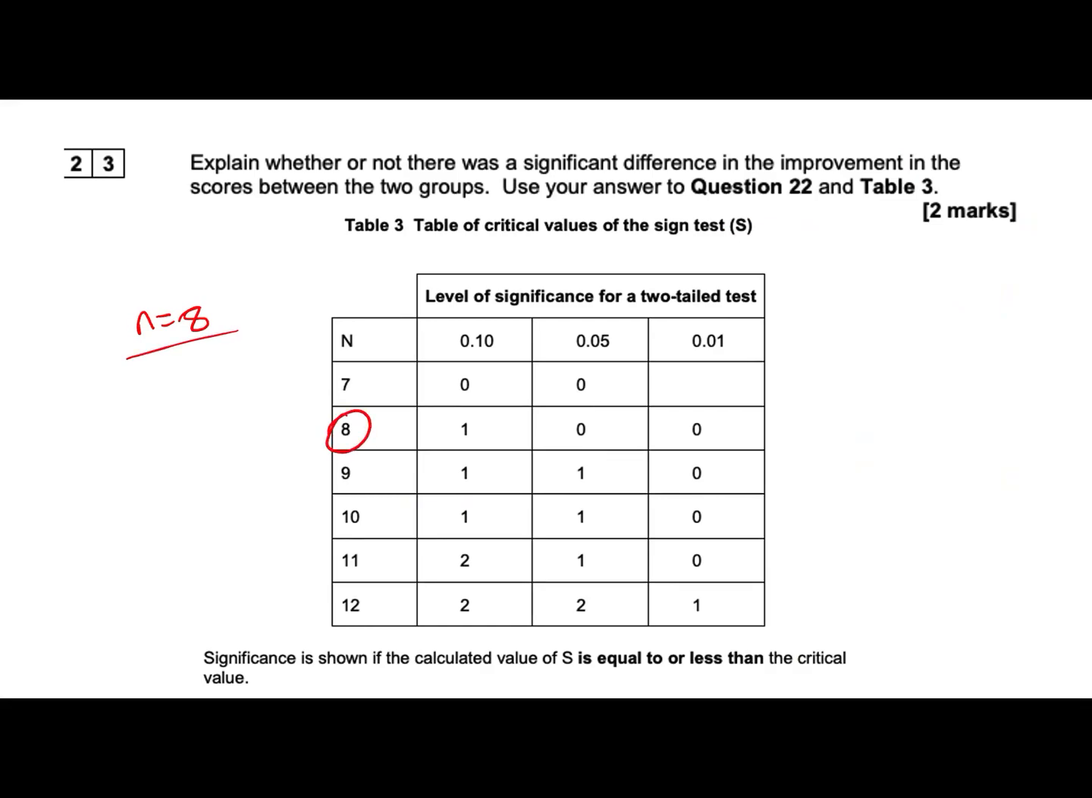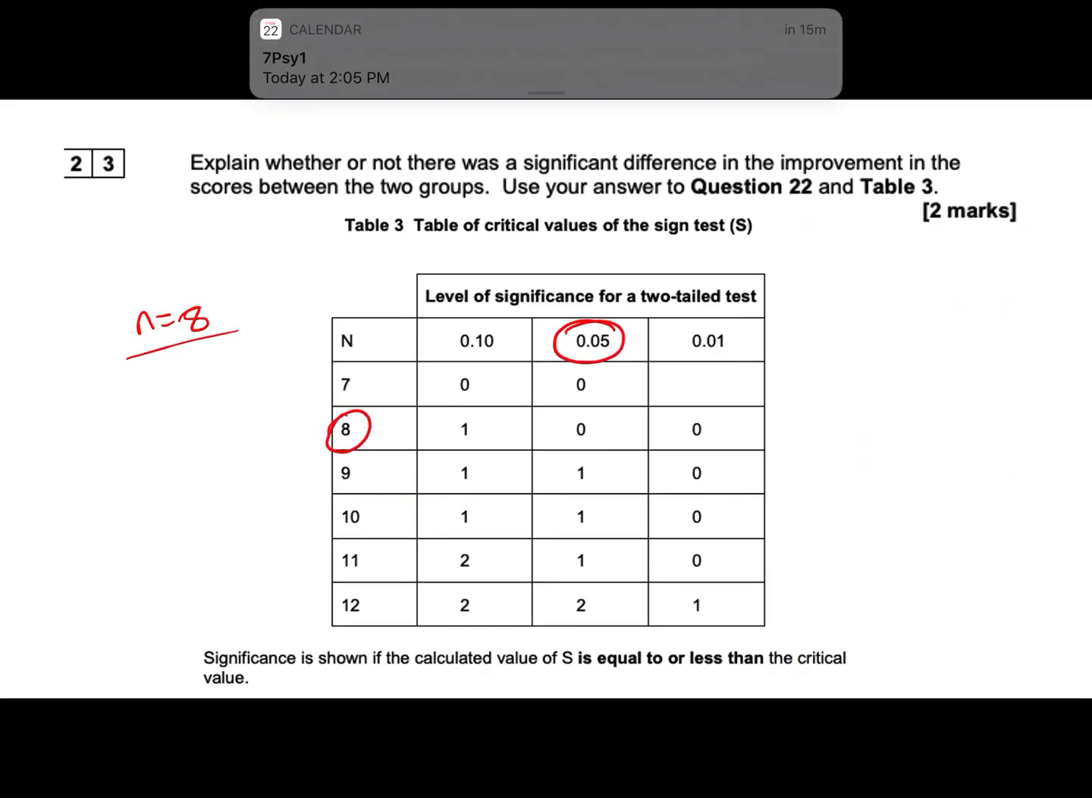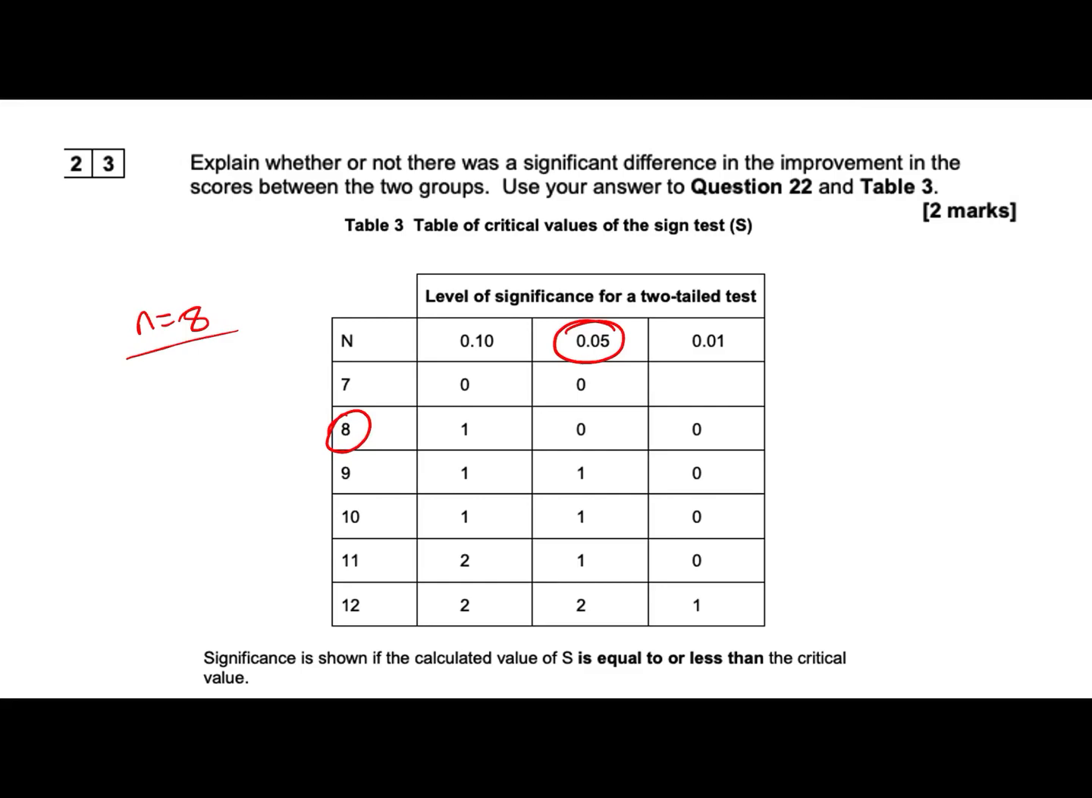So here we are. We're looking at a level of significance at 0.05, which is standard. So unless you're told otherwise, you can assume that that's the level of significance that we're looking at. A two-tailed test, although you didn't actually need to do anything with that, you were told and you were only given two-tailed as an option. So let's have a look at n equals 8 and p equals 0.05. There we go. There is our critical value.